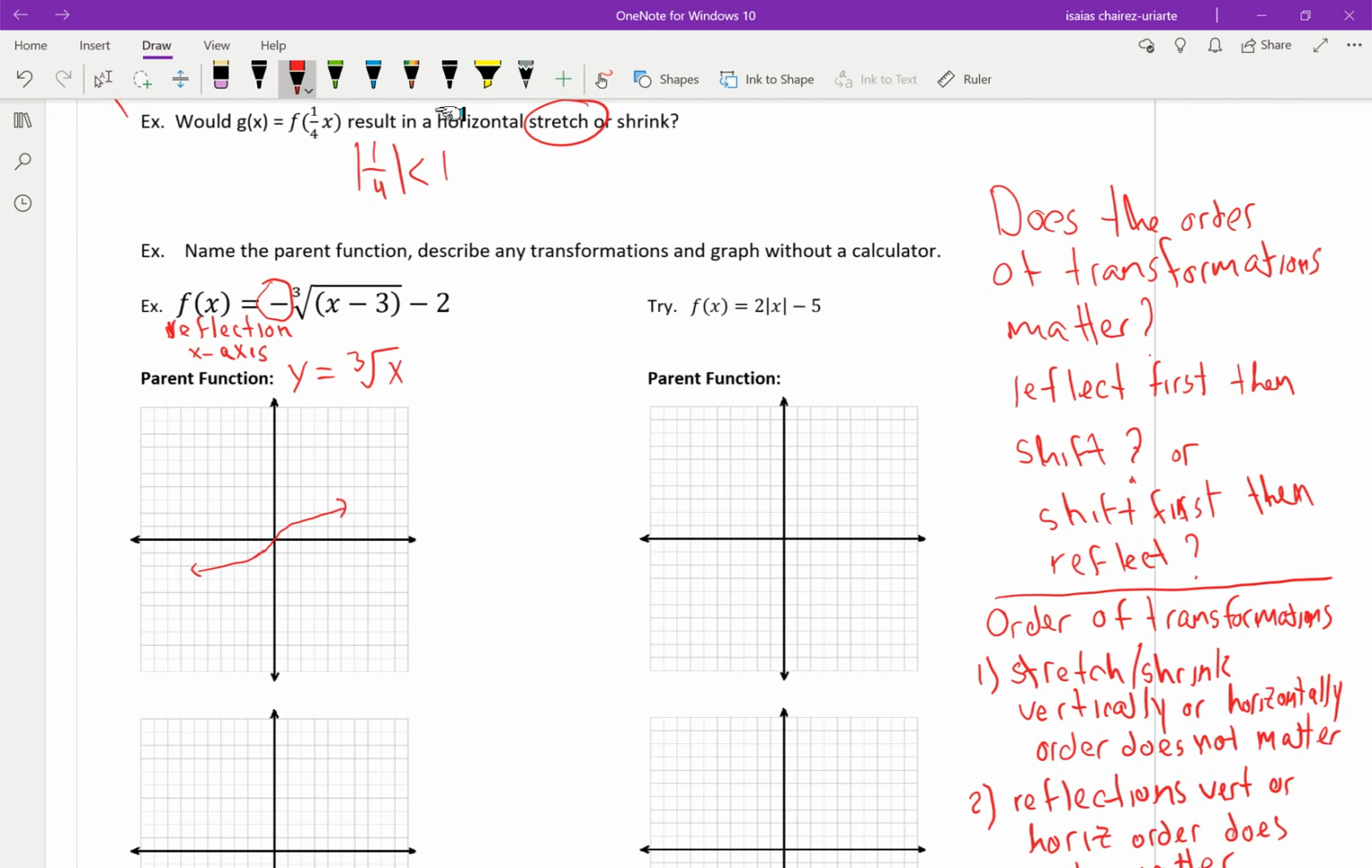Now this minus 3, what is this minus 3 doing? Do you agree that that minus 3 is moving my graph 3 units to the right? Yeah, that's what that minus 3 is doing. What is this minus 2 over here doing? Well, this is bringing my graph 2 units down.